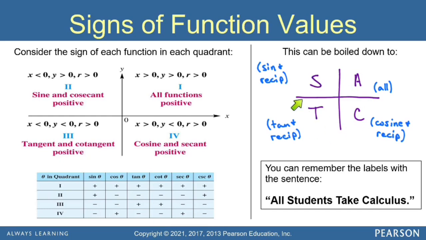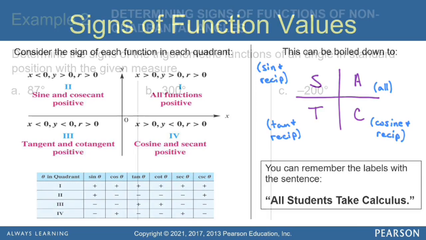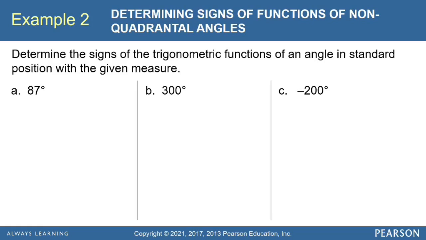And we will use this all throughout the course to help us determine what functions should be positive or negative in each quadrant. So here is example 2, and it says determine the signs of the trigonometric functions of an angle in standard position with the given measure. And what we're going to do is sketch each angle first so we can see what quadrant it falls in. So an 87-degree angle, of course, would fall in quadrant 1 because it's not quite 90 degrees.